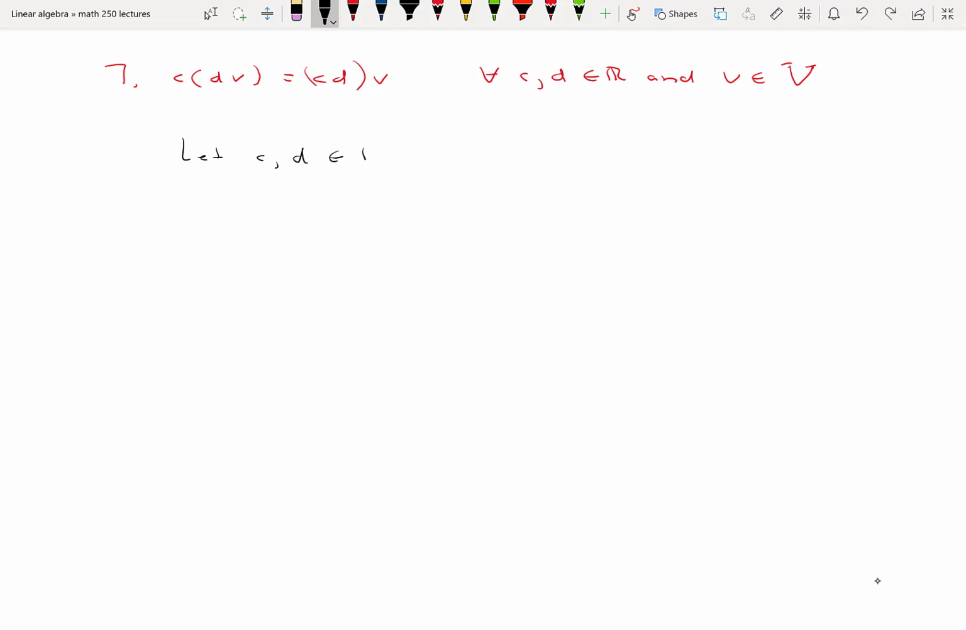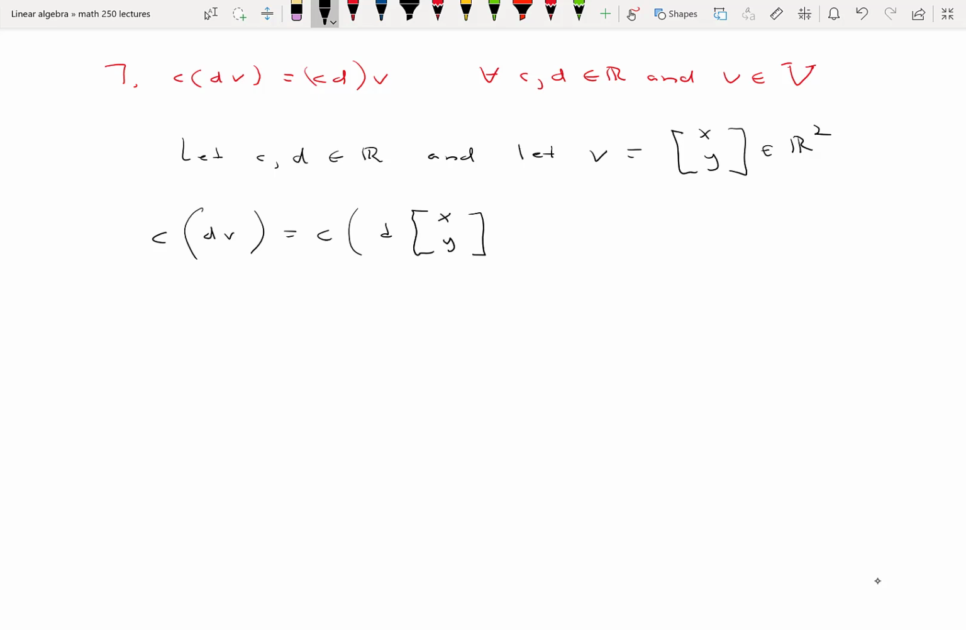It's the ugliest looking R. And let V equal the column vector XY be a point in the XY plane, R2. Okay. Start with the left-hand side. C times dV equals C times the quantity D times the column vector XY. That's V. Still within the parentheses, this is C times the column vector dx dy. That's our definition of scalar multiplication.